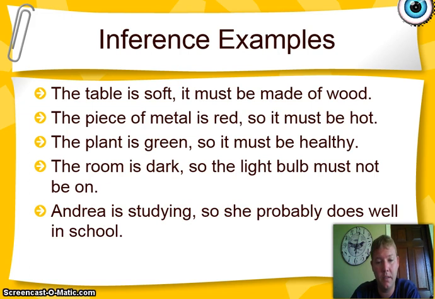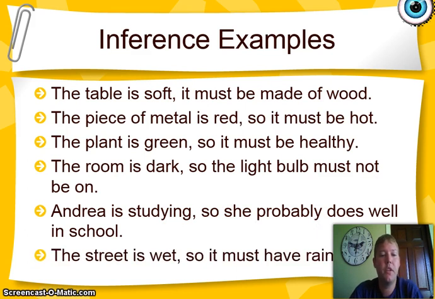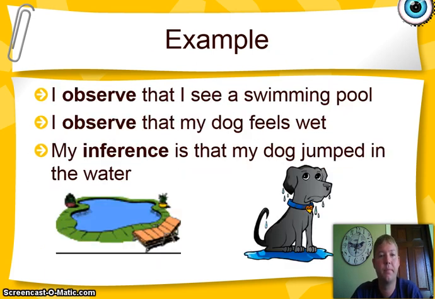Andrea is studying, so she probably does well in school. These are all examples of inferences where I have an observation and then I try to explain that observation, why it's happening or why it happened. The street is wet, so it must have rained. Okay? Hopefully you're getting the idea of what an inference is. All right, here's another example. I observe that I see a swimming pool. I observe that my dog feels wet. My inference is that dog jumped in the water.